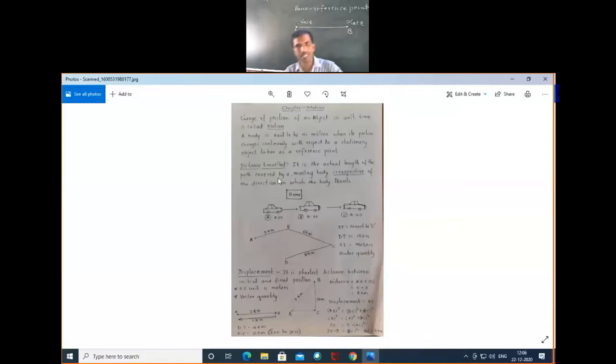A moving object is here. See, this is a moving object. So a car is moving from A to B. It is covering some distance. It is the actual length of the path.